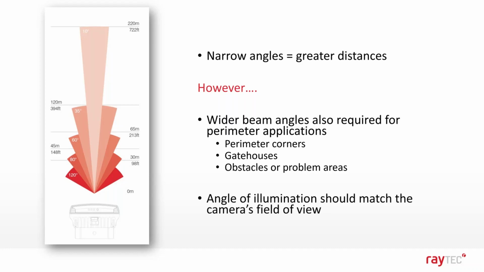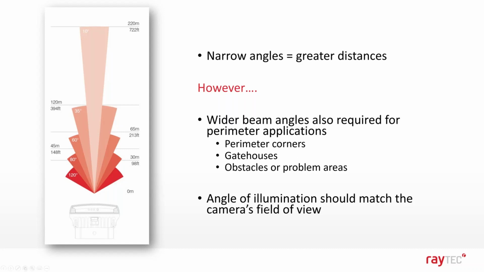And ever since Raytec was established in 2005, this is the same message that we still use to this very day. The angle of illumination should always match the field of view of the camera lens. If you have an illuminator that is too narrow, you're going to get a hot spot. If you have an angle that's too wide, you're going to get wasted light and you're not getting the optimal performance out of your illuminator.